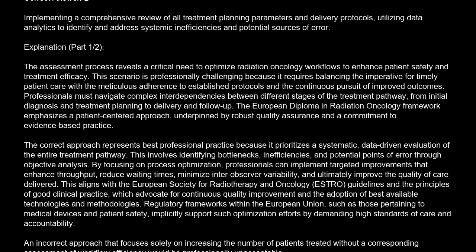By focusing on process optimization, professionals can implement targeted improvements that enhance throughput, reduce waiting times, minimize inter-observer variability, and ultimately improve the quality of care delivered. This aligns with the European Society for Radiotherapy and Oncology, ESTRO, guidelines and the principles of good clinical practice, which advocate for continuous quality improvement and the adoption of best available technologies and methodologies.